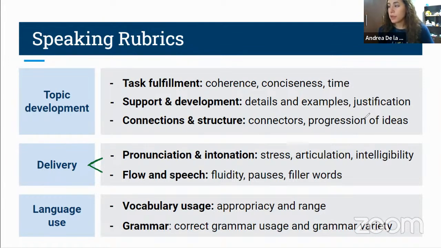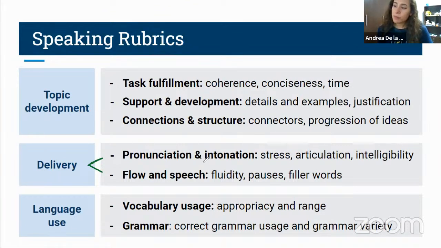For example, if I have the word justification, right? And instead of pronouncing it like that, I say justificación, right? And is the listener going to understand what I'm saying? Probably not, right? So that's the thing. You need to pronounce the words in a way that they are easily understood.